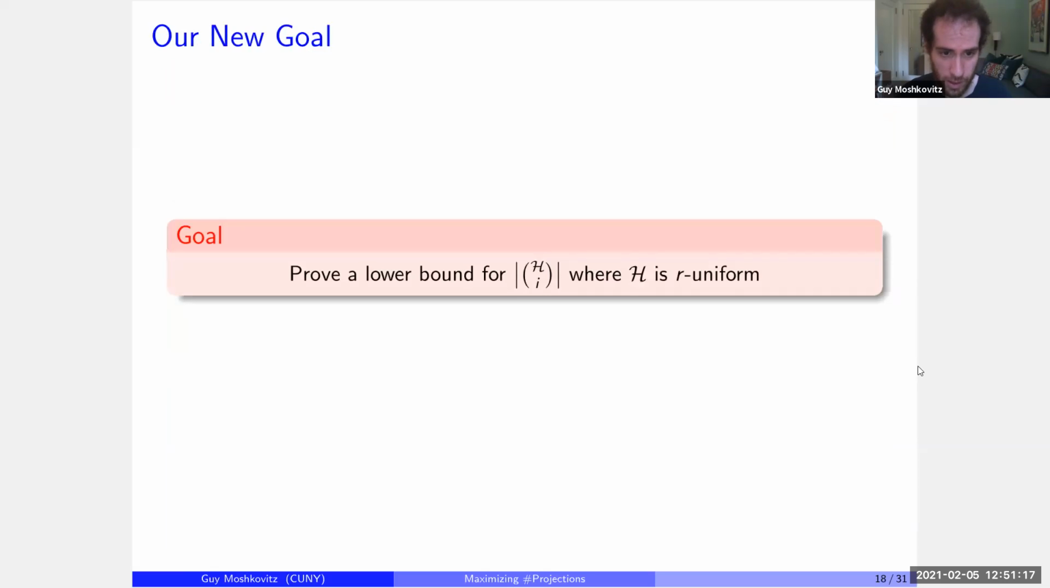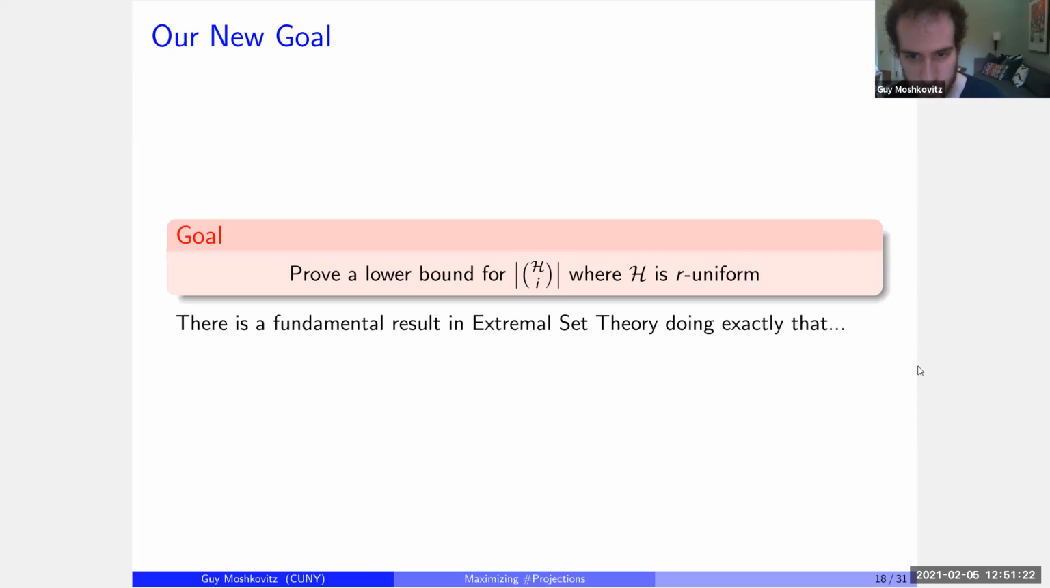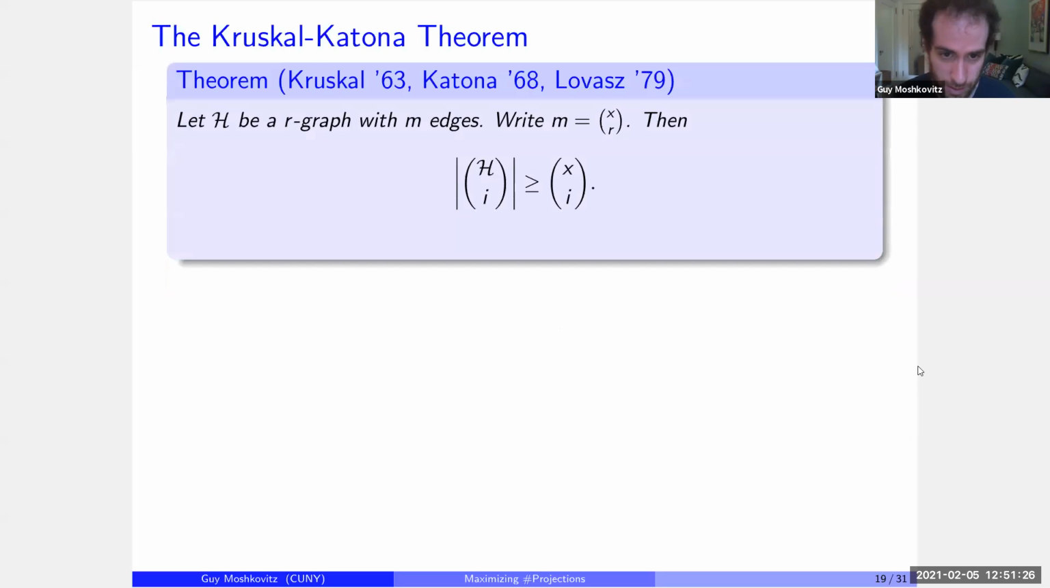So that's the goal now. After the reductions that we did, prove a lower bound on the size of these layers, and that's actually a classical result in extremal set theory that does exactly that. It's called the KKL theorem, which says, so I'm not going to.